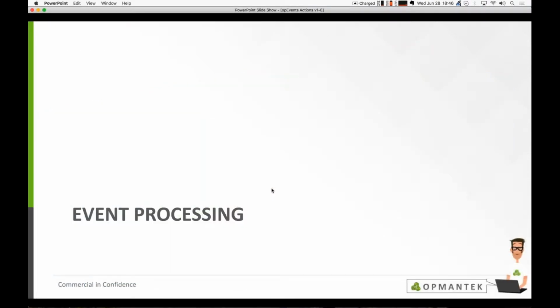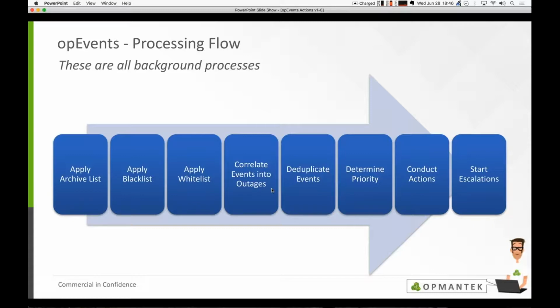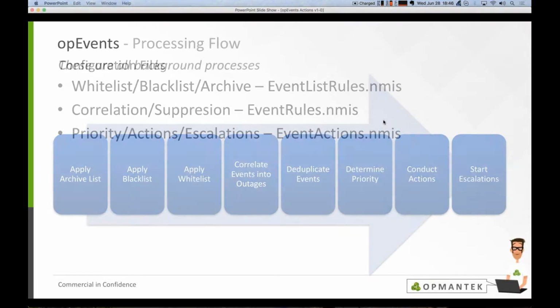Today we're going to talk specifically about event processing and how events are handled, and then how we respond to them with event actions. The opEvents processing flow is straightforward. This same processing flow happens as a background process for each and every event that happens across your network. We start by applying an archive list, determining which events need to be stored. We then apply a blacklist, determining which events should never be acted on, and a whitelist, which determines which events should always be responded to. We then correlate events into outages. We deduplicate events. We then determine or change the priority of those events. We conduct any actions that are appropriate for the event that has occurred. And then we start the escalation process for that event.